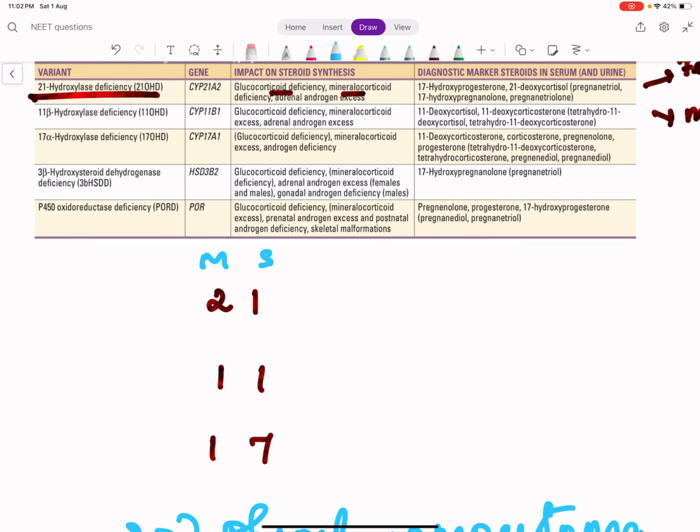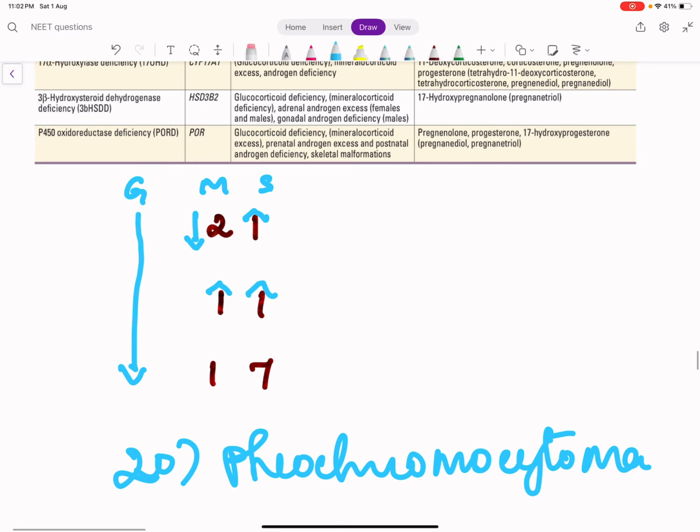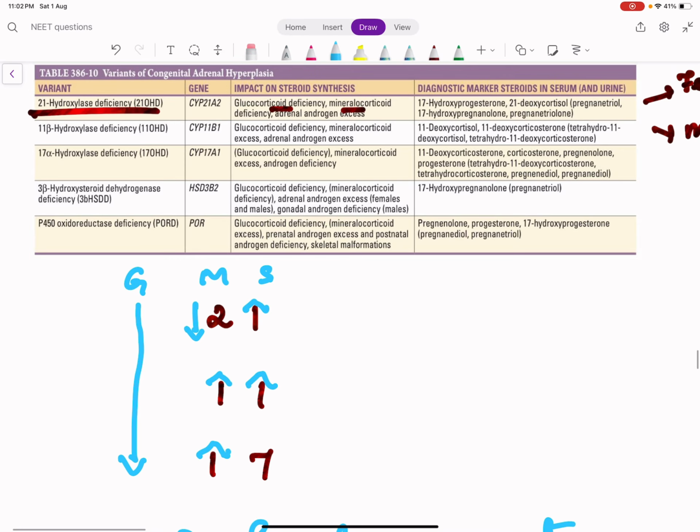Mineralocorticoid, sex steroid and glucocorticoid. Glucocorticoid is low everywhere. Think of the arrow. In 21 alpha hydroxylase deficiency, glucocorticoid is low, mineralocorticoid is low, sex steroids are high. In 11 beta hydroxylase deficiency, glucocorticoid is low, but mineralocorticoid is high, adrenal androgen is high. In 17 hydroxylase deficiency, glucocorticoid is low, mineralocorticoid is high, sex steroids are low.